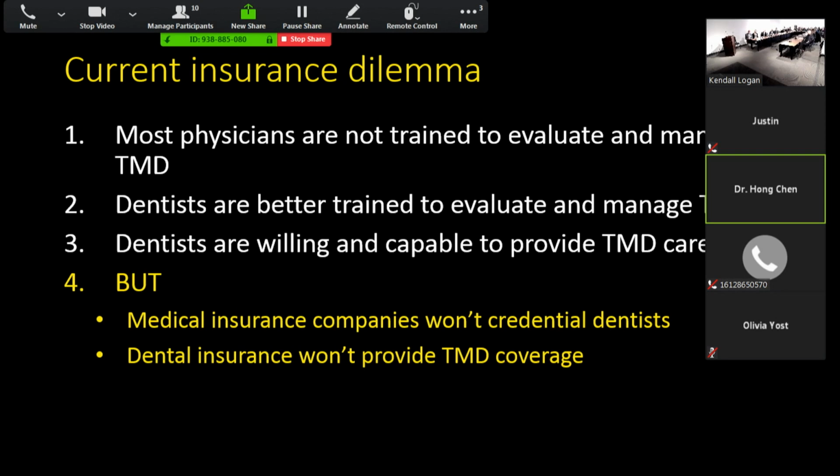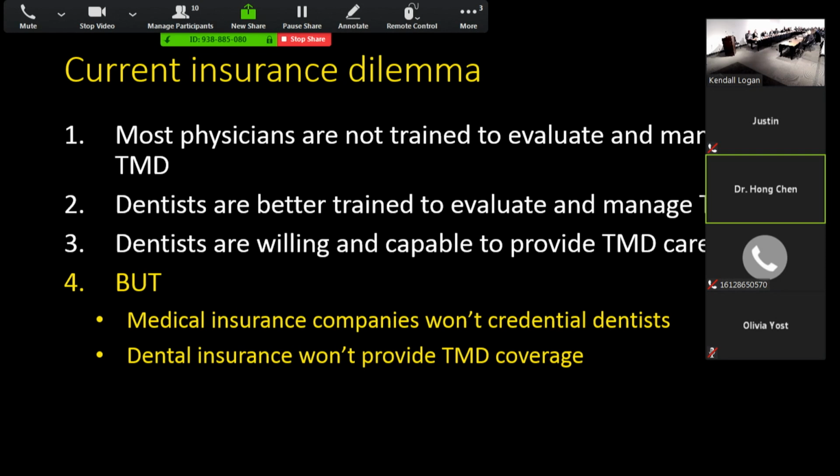Dentists are better trained at this point to evaluate and manage TMD. In dentistry, TMD evaluation and management typically are presented in predoctoral education through different dental disciplines, such as prosthodontics, occlusion, oral medicine, oral diagnosis, oral surgery, and general dentistry treatment planning courses. And there are some dedicated advanced postgraduate dental training programs, specifically in orofacial pain management, where TMD is one of the primary foci. And oral surgery programs also include TMD management in surgical aspects. So we see dentists are better trained to evaluate and manage TMD at this point, and dentists are willing and capable to provide TMD care.